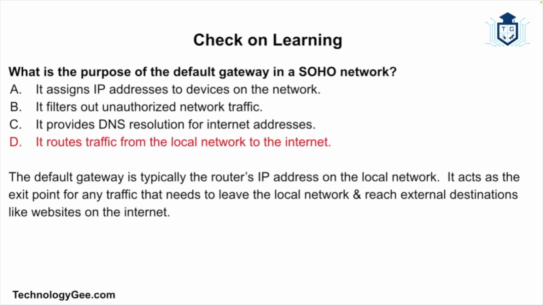And the correct answer is it routes traffic from the local network to the internet. So the default gateway is typically the router's IP address on the local network. It acts as the exit point for any traffic that needs to leave the local network and reach external destinations like websites on the internet.